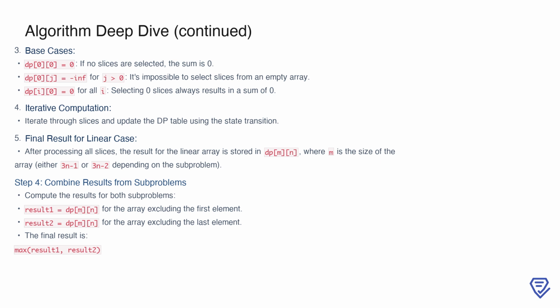At the end of this process, the result for the linear case is stored in dp[m][n], where m is the number of slices in the subproblem. To account for the circular nature of the original problem, we solve the two subproblems separately. For the array excluding the first element, the result is dp[m][n]. Similarly, for the array excluding the last element, the result is also stored in dp[m][n]. Finally, the maximum of these two results gives us the solution to the original circular problem.